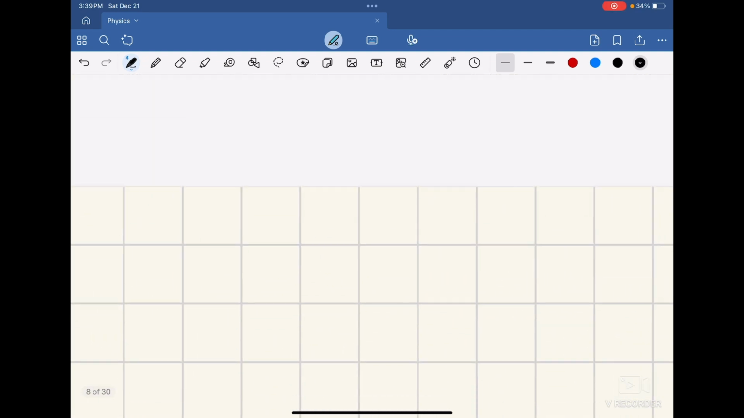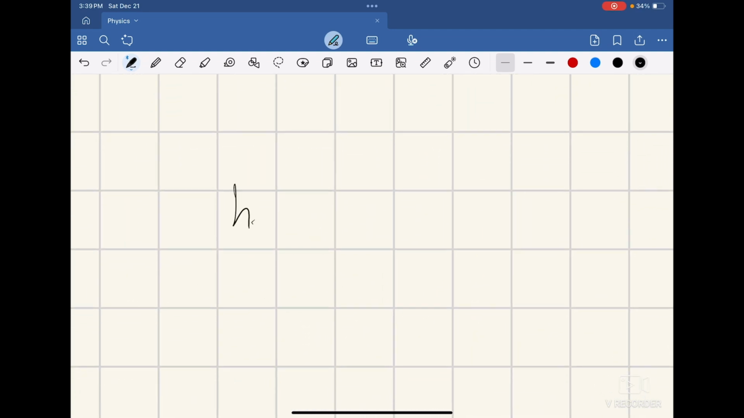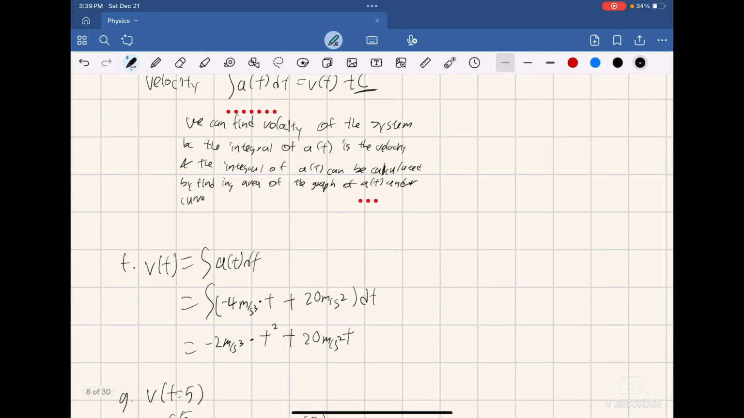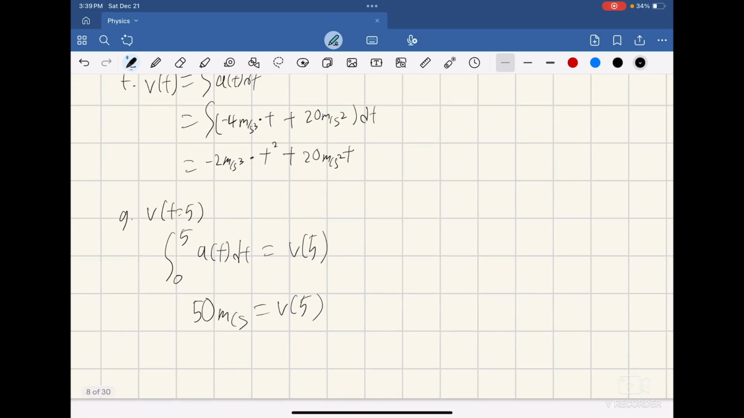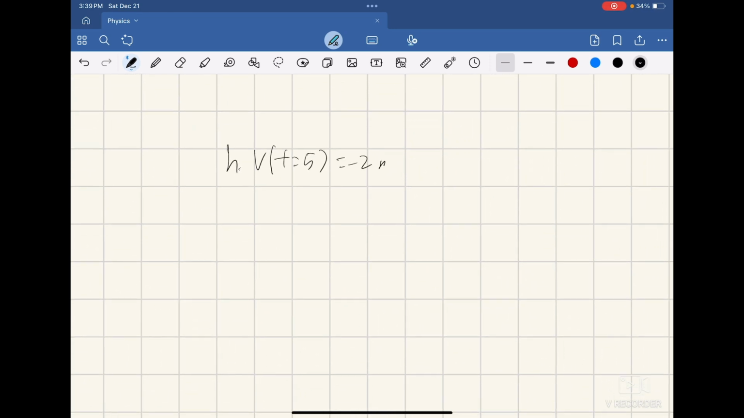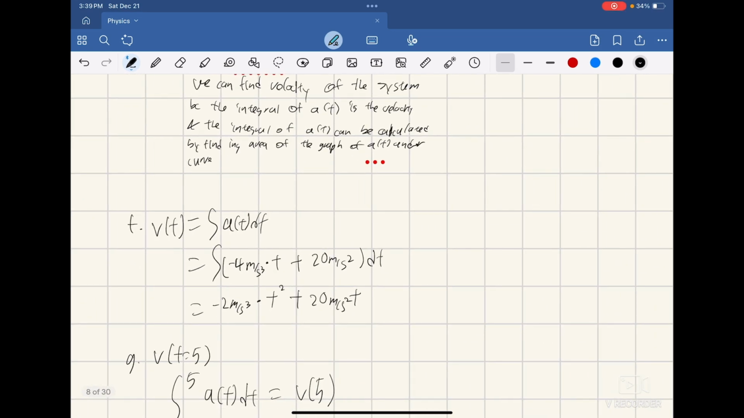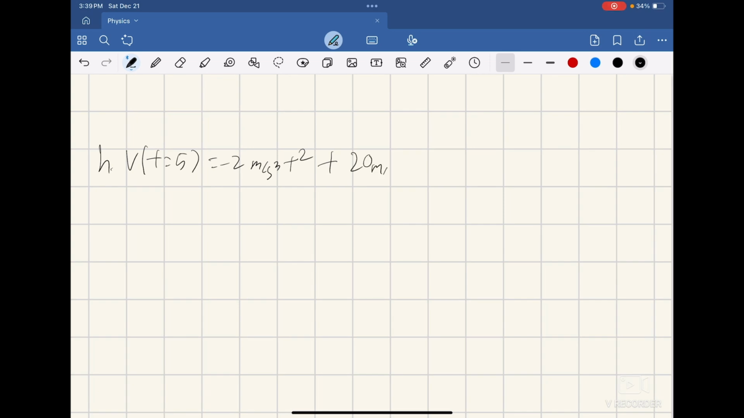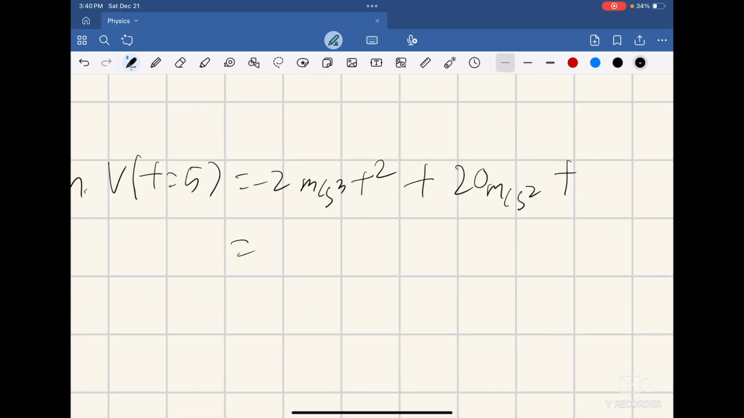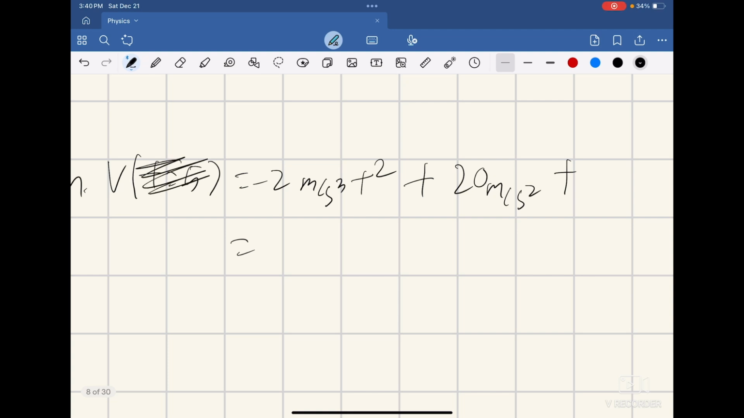And for part H, we are similarly finding v of t at 5. But instead of using the graph here, we're going to use the formula that we found in part F, which is v of t equals -2 meters per second cubed t squared plus 20 meters per second squared t, right? And what we can do is just plug it in now. Plug in t for all of these. This is the wrong notation. It should be like this.